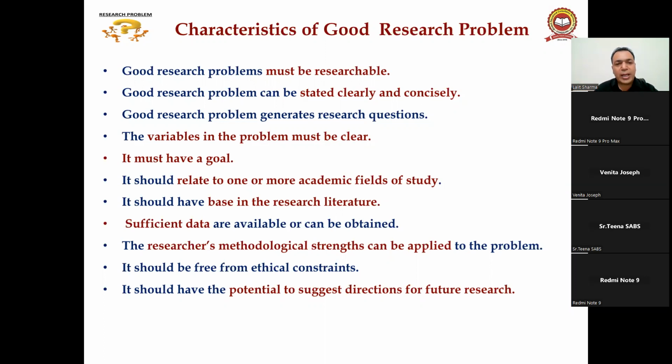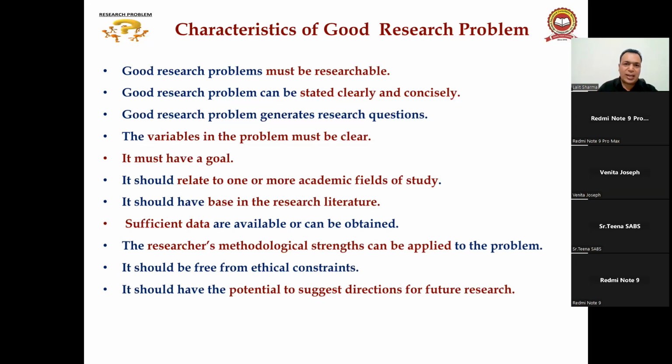Next, it should relate to one or more academic fields of study. It should have a base in the research literature. Sufficient data are available or can be obtained. The researcher's methodology strengths can be applied to the problem. It should be free from ethical constraints. And last, a characteristic of a good research problem is that it should have the potential to suggest directions for future research, right?